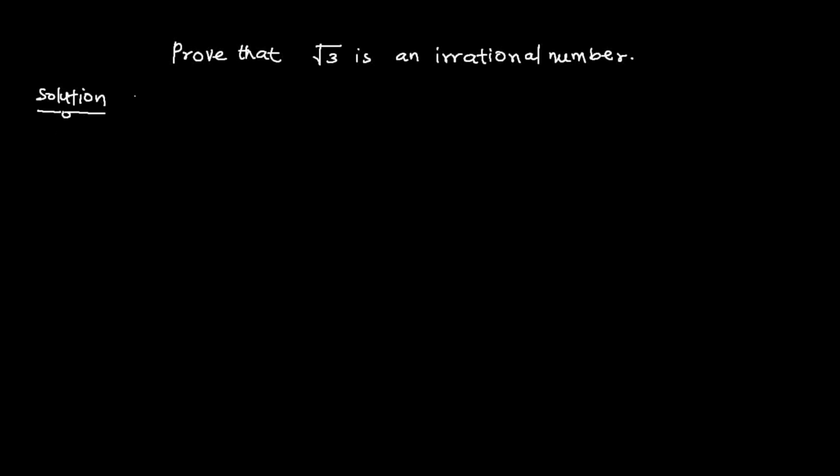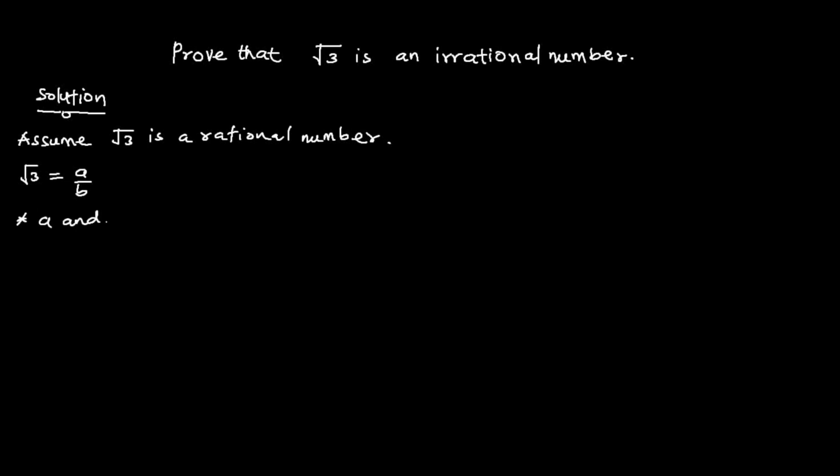Okay, so the first thing I'll do is that I'm going to assume that the square root of 3 is a rational number. Okay, so what this means is that we can write the square root of 3 as a fraction, a over b, where a and b are integers.